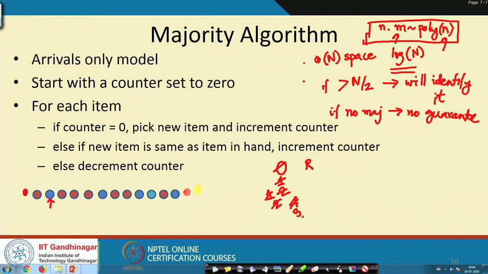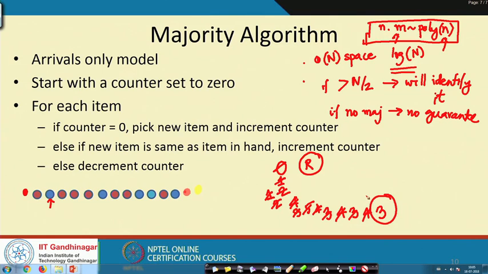it gets decremented to 3, then it again increases by 2. So it becomes 5. I see a blue which is different from red, so it gets decremented to 4. I see a turquoise which is different from red, it becomes 3. I see a red again, it becomes 4. I see a blue, it becomes 3. I see, let us say, a red, it becomes 4. I see a yellow, it becomes 3. So at the end I am left with the item red as well as the counter value 3.